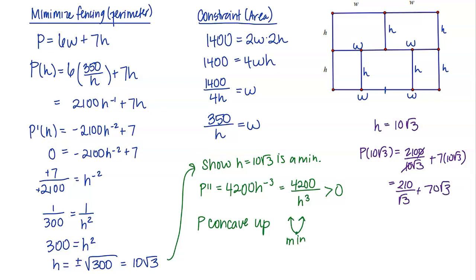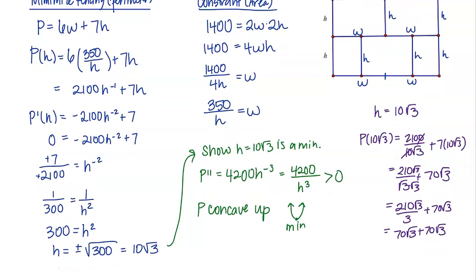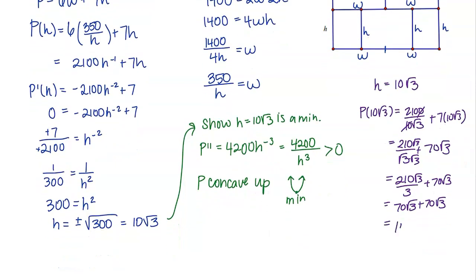We can rationalize this. We can multiply the top and bottom by rad 3. We'll get 210 rad 3 over 3 plus 70 radical 3. That's actually 70 rad 3 plus 70 rad 3. So we get 140 radical 3 as our total perimeter in yards. And that's our exact answer.